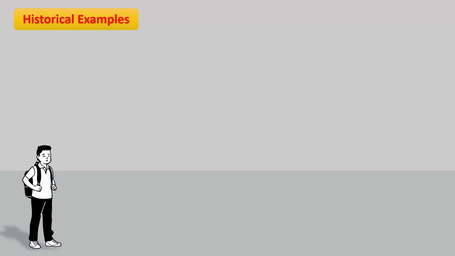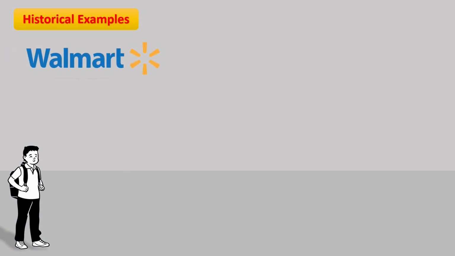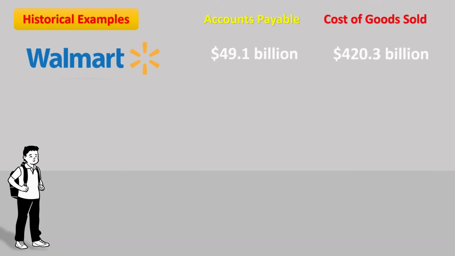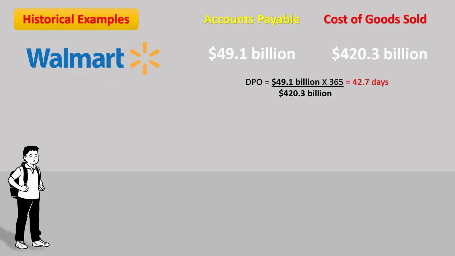As a historical example, the leading retail corporation Walmart had accounts payable worth $49.1 billion and cost of goods sold worth $420.3 billion in year 2021. These figures are available in the annual financial statement and balance sheet of the company. Taking the number of days as 365 for annual calculation, the days payable outstanding for Walmart comes to 42.7 days.